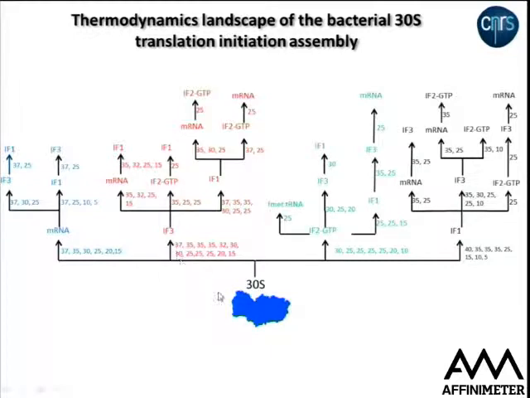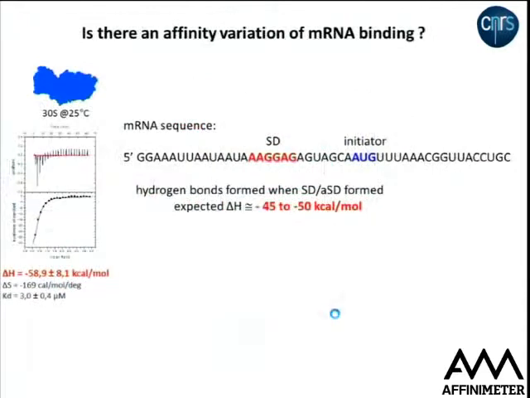Here is the temperature at which all the experiments were performed. So for instance, here we start with 30S, we add IF3, then we add IF1, then we add messenger, then we add IF2. Or we can start with 30S, we add IF1, IF3, and so on. We have a complete map of interaction of all the factors.